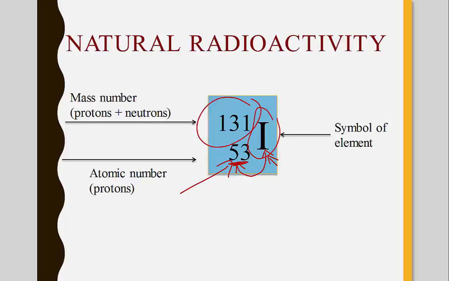Up here, this is the mass number. That's the protons and the neutrons. So it's the number on the bottom added to the number of neutrons.